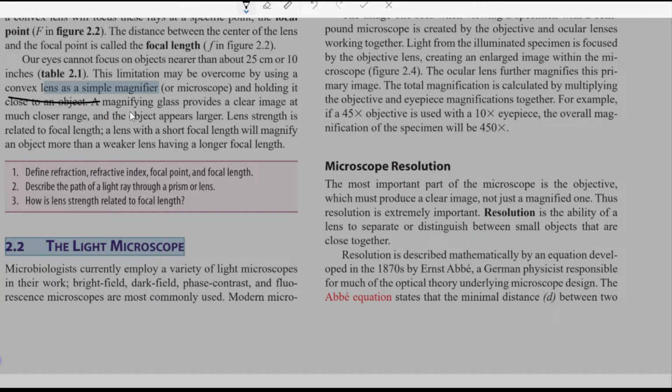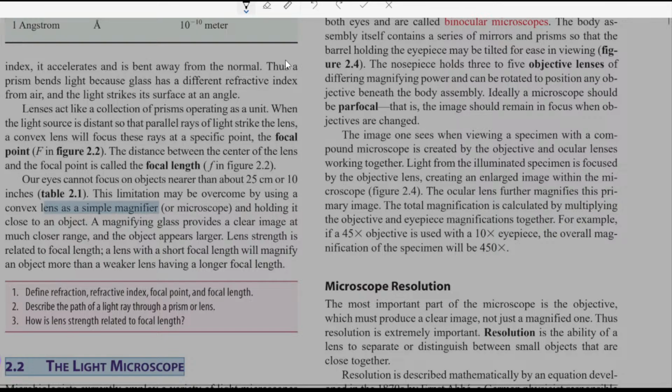A magnifying glass provides a clear image at much closer range, and the object appears larger, and the lens strength is related to focal length. A lens with a short focal length will magnify an object more than a weaker lens having a large focal length. Alright, how does it magnify?